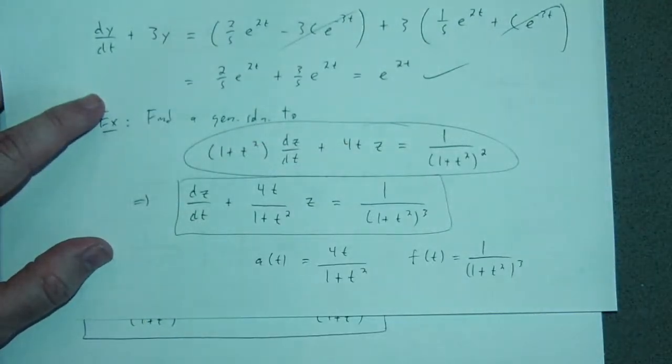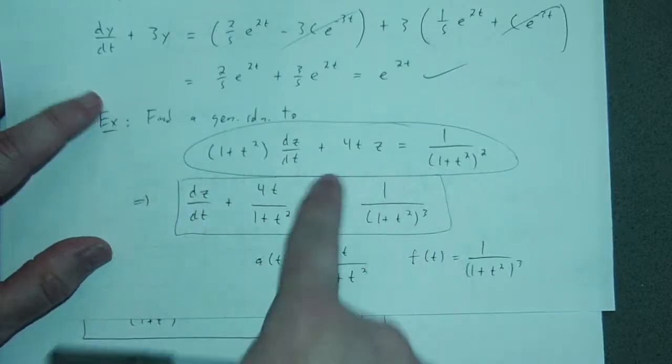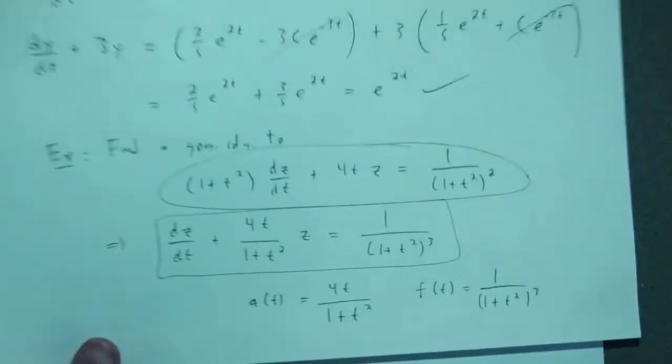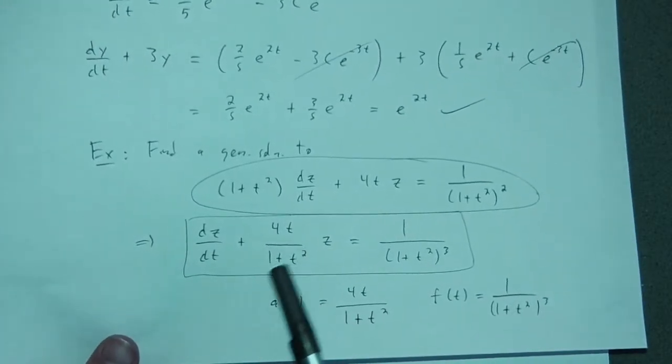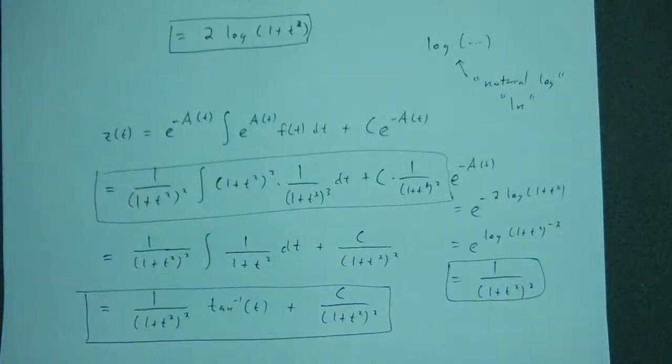There's the original equation I started out with. Here was the equation in linear normal form, and here is the general solution of that equation. I'm not going to check it for this one, but you could. You could check that when you took the derivative of z and added 4t over 1 plus t squared times z, you would get 1 over 1 plus t squared cubed.